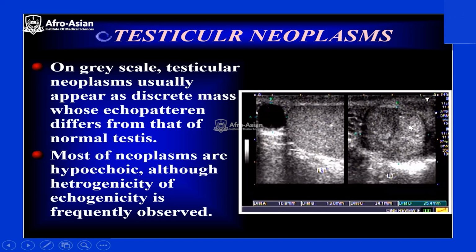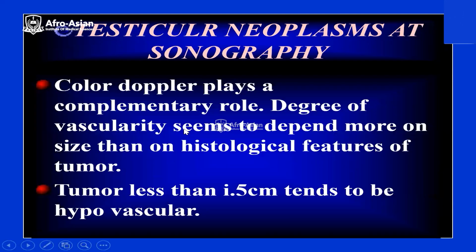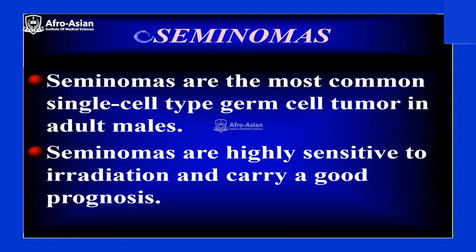Testicular neoplasm: this is the normal testicle and here is a mass. They are usually hypoechoic, although heterogeneity of echogenicity is frequently observed. Color Doppler plays a complementary role. Degree of vascularity can be assessed. Tumor less than 1.5 centimeter tends to be hypovascular.